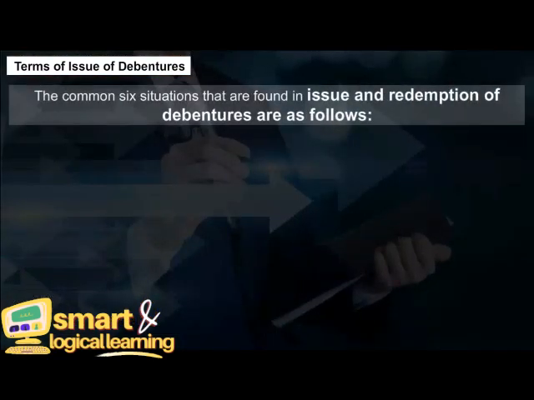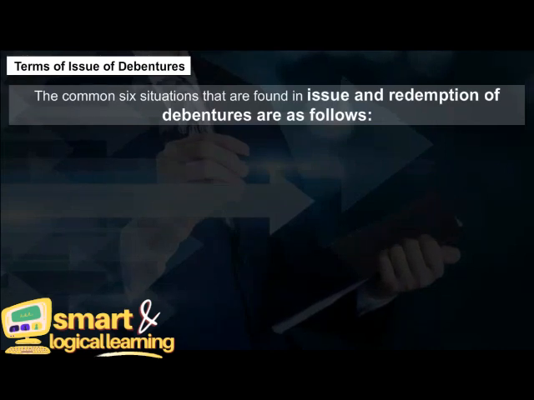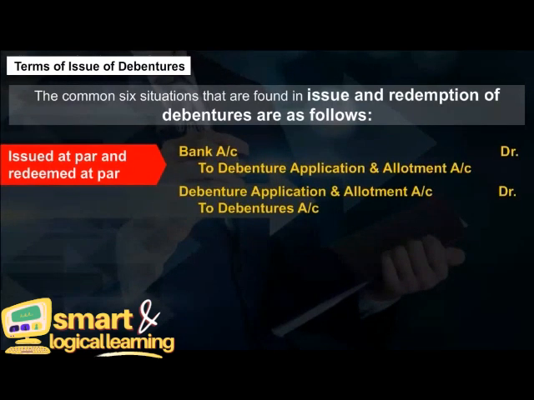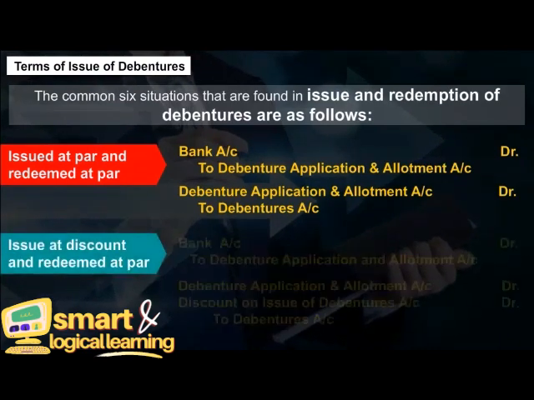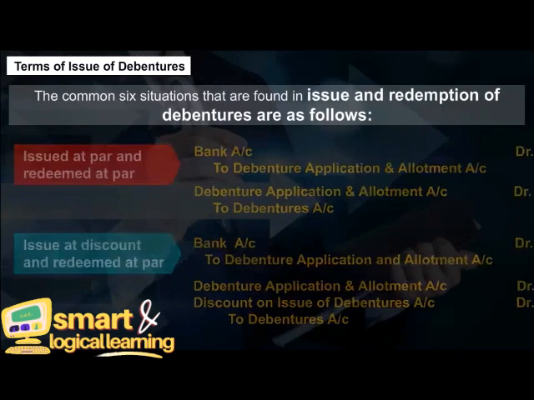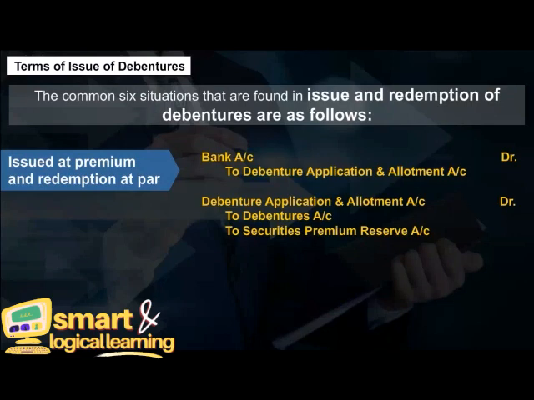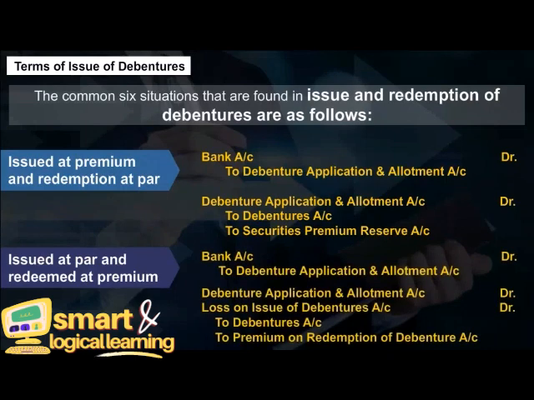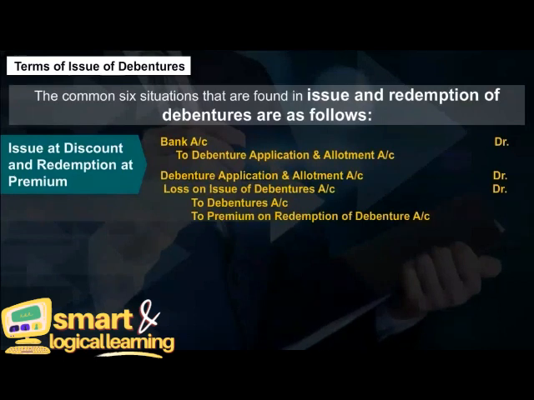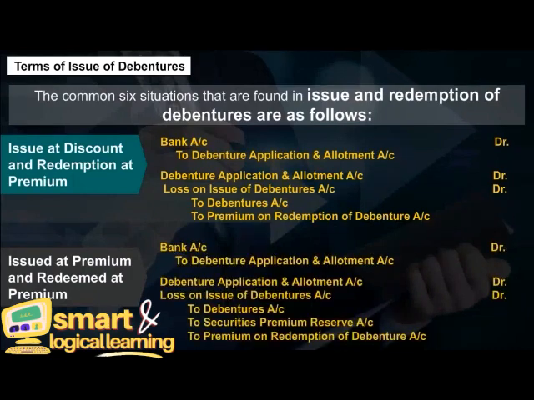The common six situations that are found in issue and redemption of debentures are as follows. A. Issued at par and redeemed at par. B. Issued at discount and redeemed at par. C. Issued at premium and redeemed at par. D. Issued at par and redeemed at premium. E. Issued at discount and redeemed at premium. F. Issued at premium and redeemed at premium.